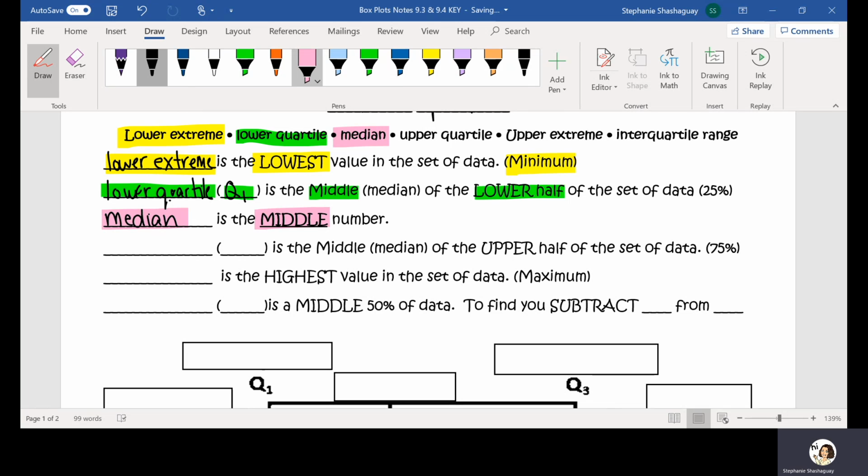Our upper quartile, or commonly referred to as our Q3, our upper quartile is the middle of the upper half of the set of data. So that is where our 75th percentile of our data is. Okay, it's the middle of the upper half of our data.